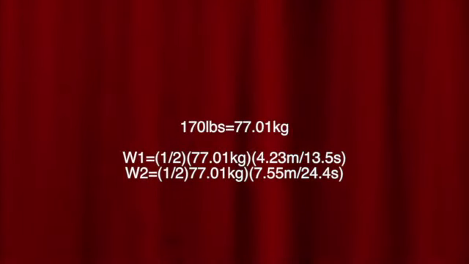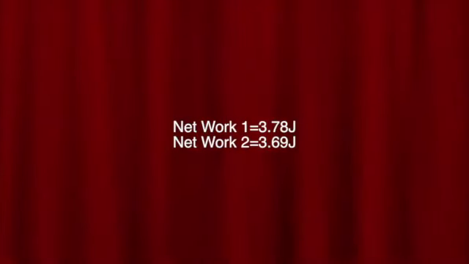Now we will use the same work equation again to solve for how much work is being done to walk up the stairs. Work done to ascend one flight of stairs is 3.78 joules, and our final work done to ascend two flights of stairs is 3.69 joules. Make note that these values are considerably smaller than the values found for the elevator.